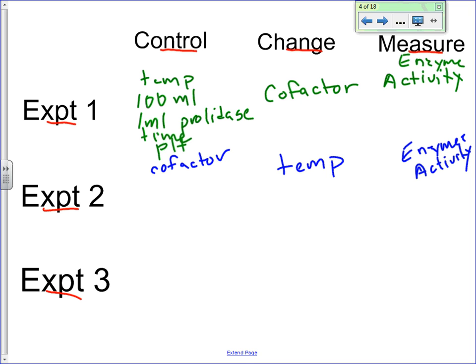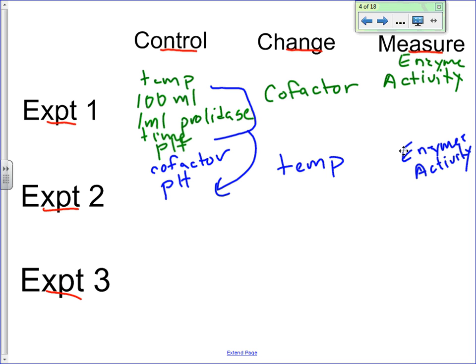What else are we keeping the same? Okay. Good. We're keeping the pH the same. And what else are we keeping the same? Anything else? We're still going to repeat everything else from here. So all this other stuff that we're keeping the same here is going to be the same right here. So we're still using the 1 milliliter prolidase solution. We're still using 100 milliliters of the diluted solution. Time should be the same. All that should be the same.